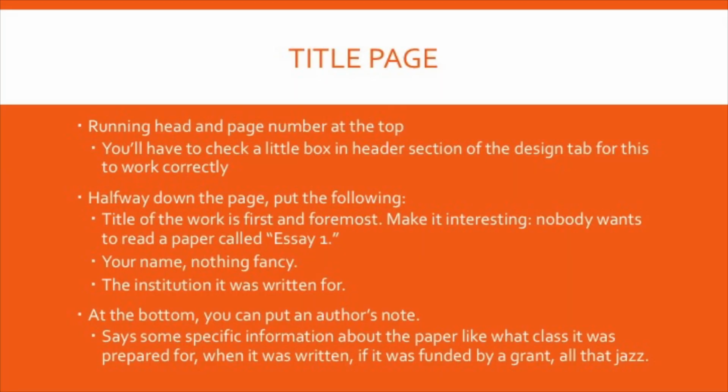You'll then skip to the bottom of the page and put an author note. If you're familiar with MLA style, there's some pieces of information missing, like the professor's name or the date it was written. This author note is where you chunk the rest of it together. It's one single sentence that says why the paper was written. In more scientific or hard research papers, this would be a sentence like, this paper was prepared with funding from the FDA to investigate this drug trial.